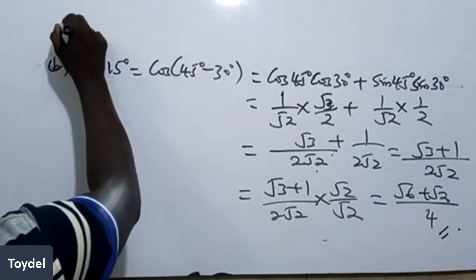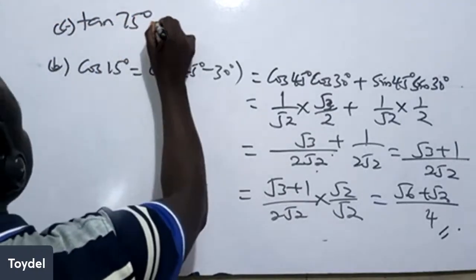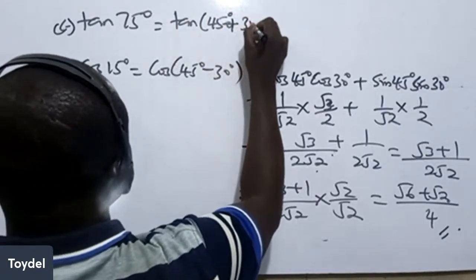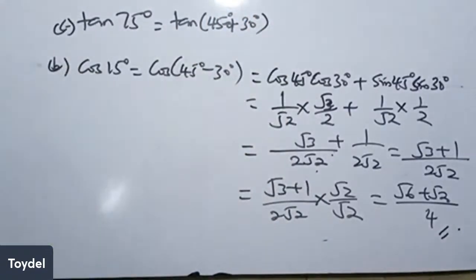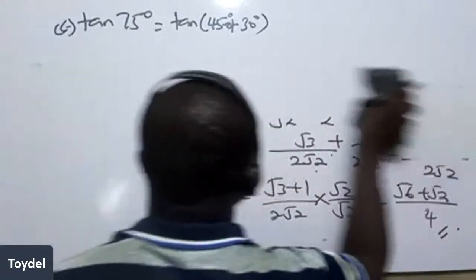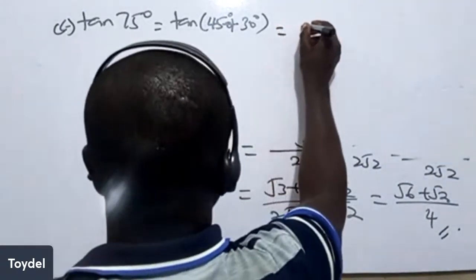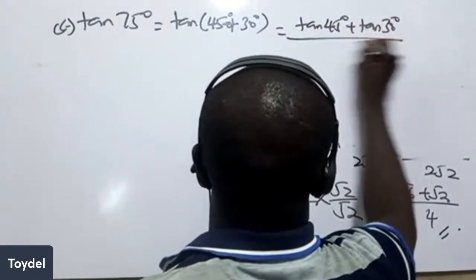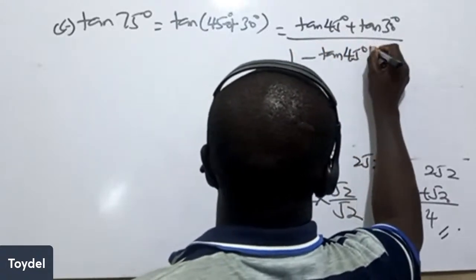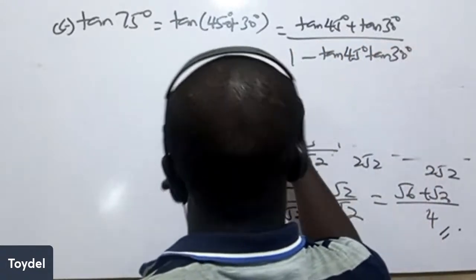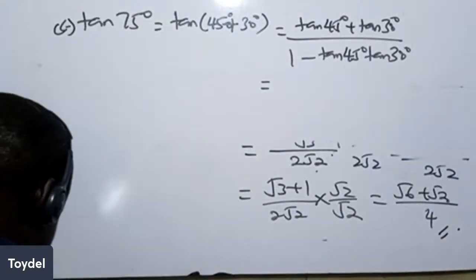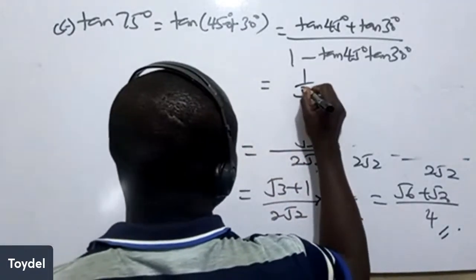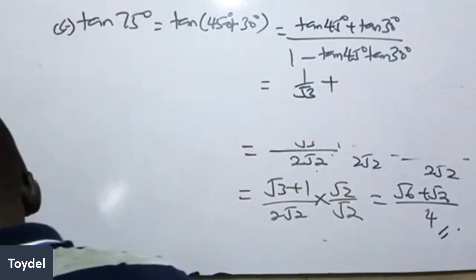Then the third one is when we have tan 75 degrees. When we have tan 75 degrees, you can change this to tan of 45 degrees plus 30 degrees. So we can break it down like that. Under tan, what is the formula? When we have tan A plus B, it will be tan 45 degrees plus tan 30 degrees all over 1 minus tan 45 degrees tan 30 degrees. So what is tan 45 degrees? Tan 45 degrees is 1 in the special angle table, plus tan 30 degrees.